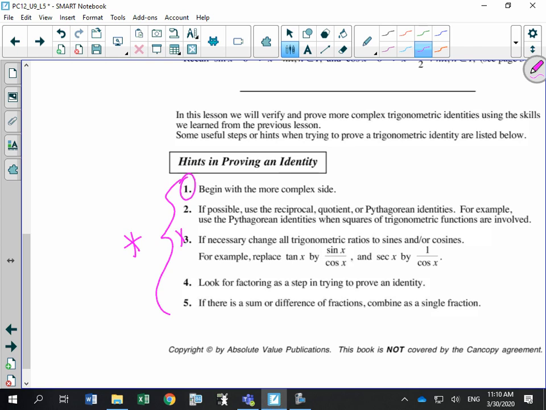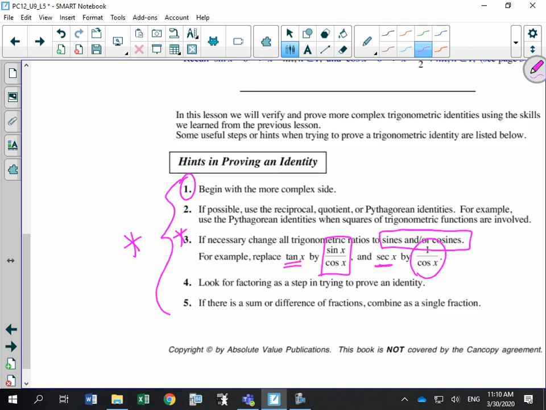Number 3, I find super important. If necessary, change all trig ratios to sine and cosine. So when I'm proving an identity, if I see tan, I immediately will change that to sine of x over cos of x, right? I want my primary trig ratios, specifically sine and cosine. So if I saw secant of x, right away I would change that to the identity of 1 over cos of x, the reciprocal identity.